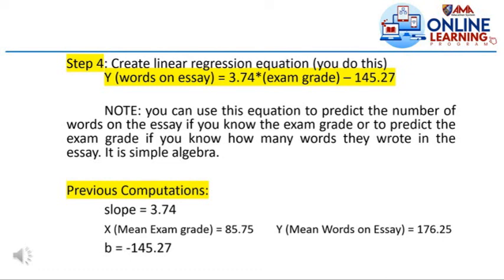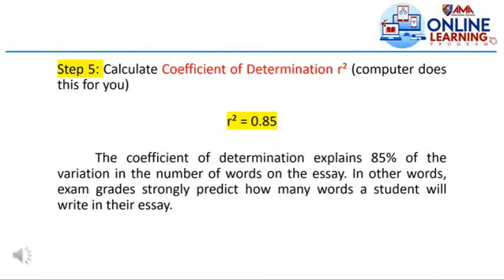If the given is the exam grade, we can predict the number of words in the essay, or if the given is the number of words in the essay, we can predict the exam grade, as long as the slope and the intercept are constant or are given. So in the previous computation, the slope is 3.74, the mean exam grade x is 85.75, and the mean number of words in the essay y is 176.25. Then the intercept is negative 145.27. So calculate the coefficient of determination R squared, and the computer does it for you.